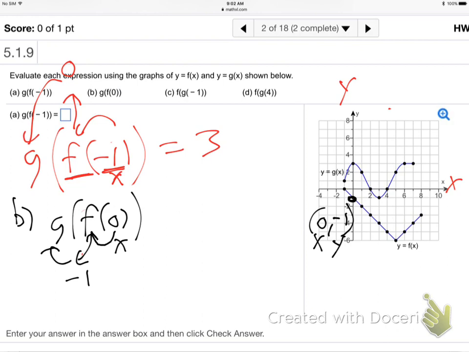And then that goes into the G graph. So now go up to the G graph, and now we're putting -1 into the G graph. Remember, everything you put in is an x value. What comes out is y. So look on the G graph, find the dot with an x value of -1. That's right here, -1, up 1, x, y on the G graph. So you put -1 into the G graph, out pops a +1. The output. There we go.